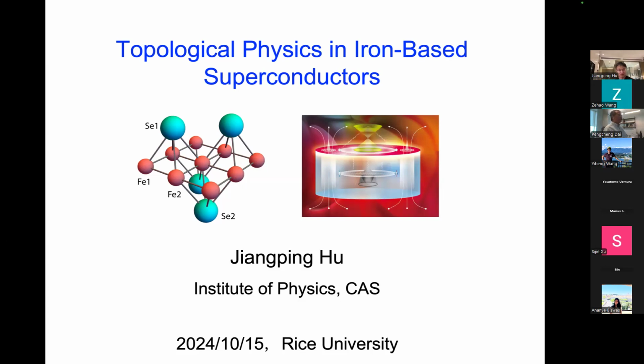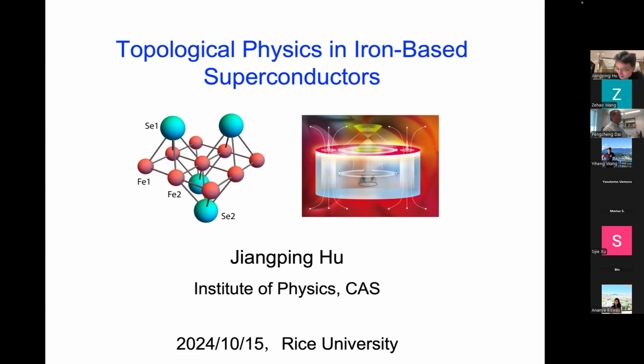Jiangping is very well known for many of the things that he has discovered, but he particularly liked topological physics in iron-based superconductors. And he developed his own theory, actually many years ago, first published in PRX. And he's going to try to tell us the evolution of his theory over the years on this topic. Yeah, thank you, Jiangping. It's all yours.